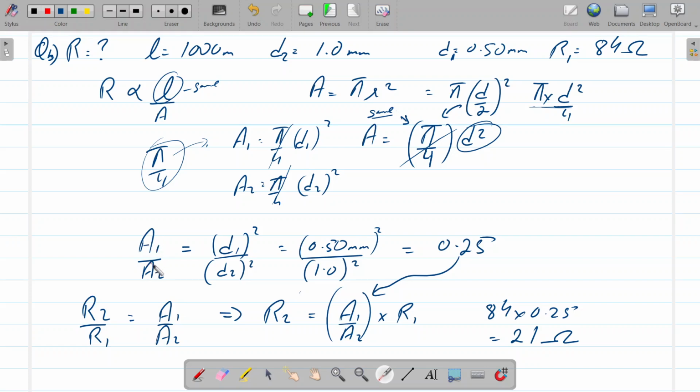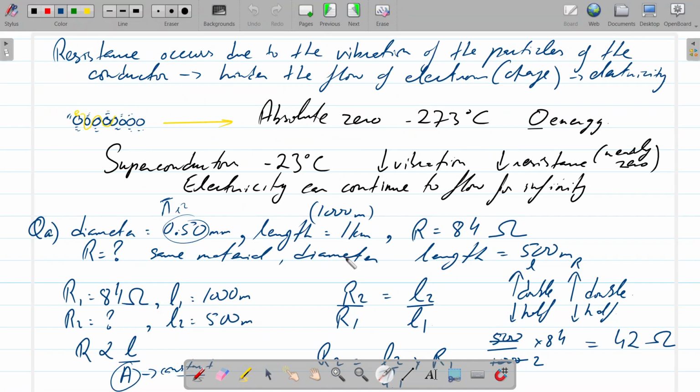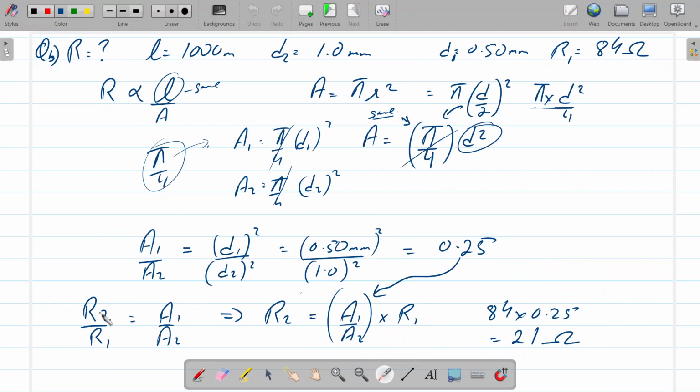So we took a ratio of the two areas, right? Why did we do it this way? Because if we wrote this out first, maybe it would have made more sense like we did over here, because of direct proportionality. R2 and L2 are both coming in the numerators, R1 and L1 are both coming in denominators. In case of inverse proportionality, R2 is in the numerator, A2 is in the denominator, R1 is in the denominator, A1 is in the numerator. This is because of inverse proportionality.